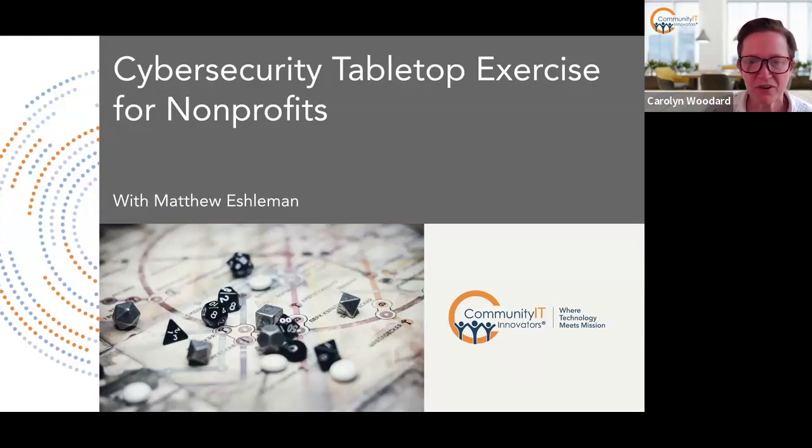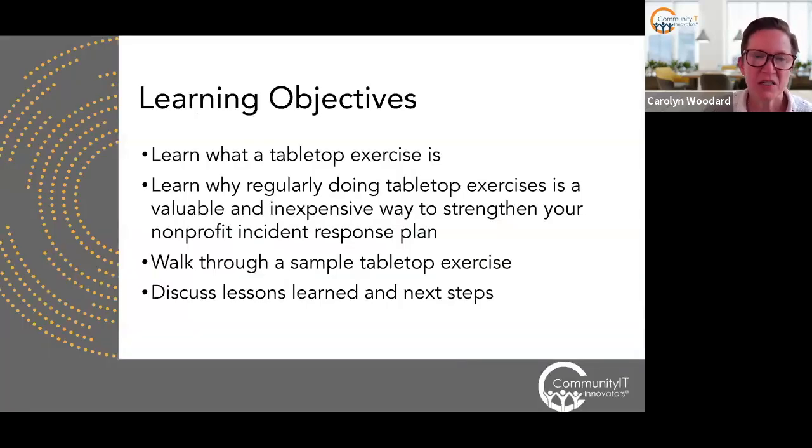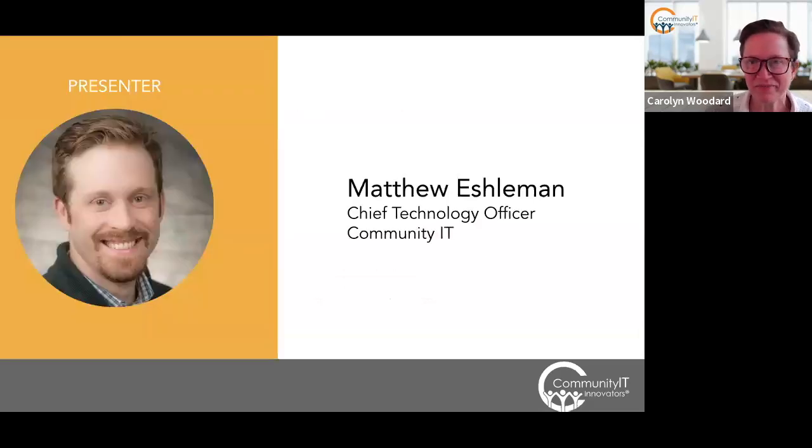But first, I'm going to go over our learning objectives. By the end of the session today, we hope that you will learn what a tabletop exercise is, learn why regularly doing tabletop exercises is a valuable and inexpensive way to strengthen your nonprofit emergency response plan, walk through a sample tabletop exercise with us, and discuss the lessons learned and next steps for introducing or improving tabletop exercises at your nonprofit. So Matt, would you like to introduce yourself?